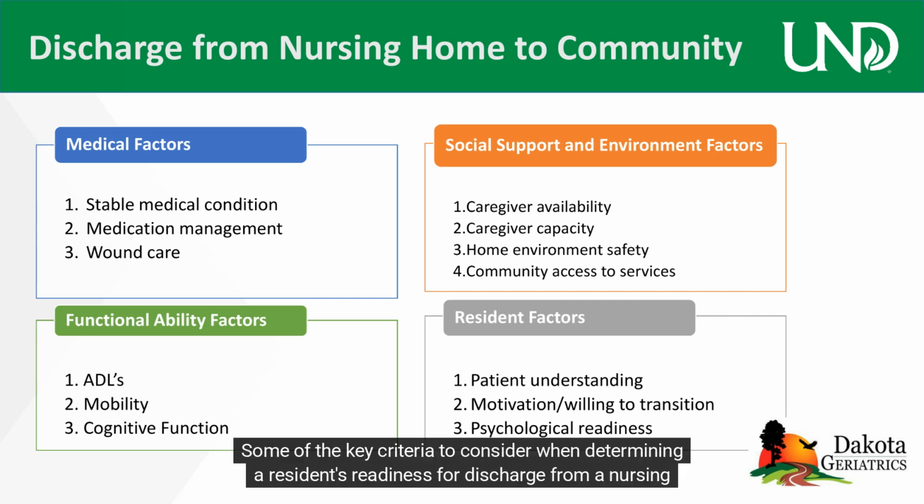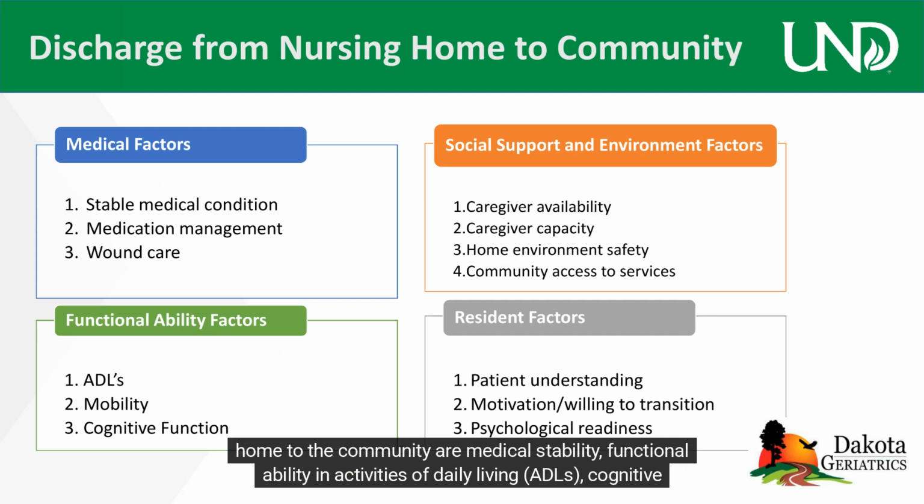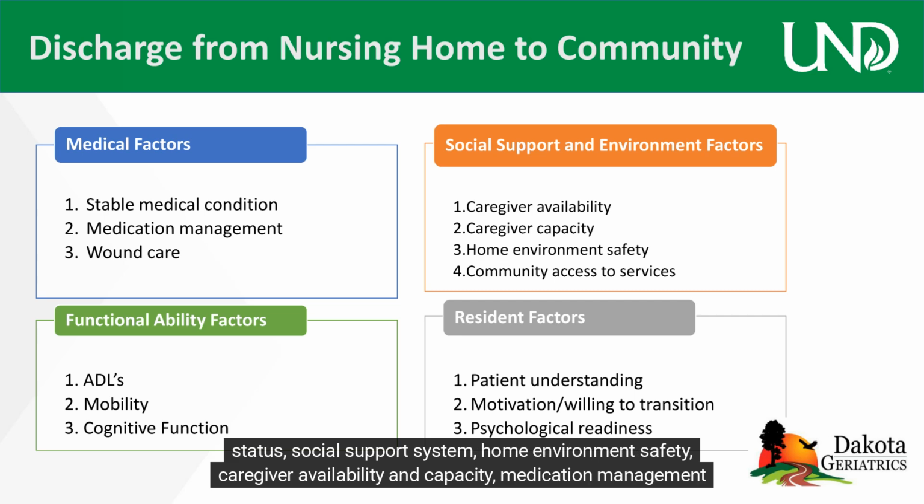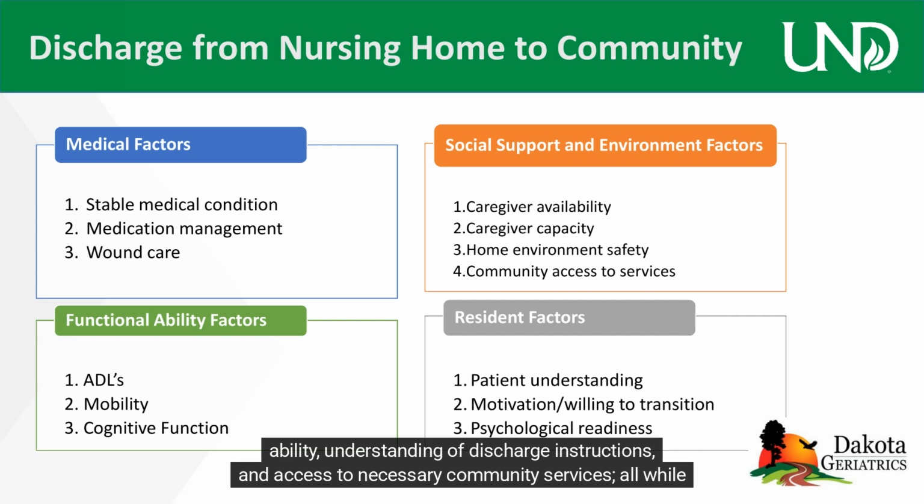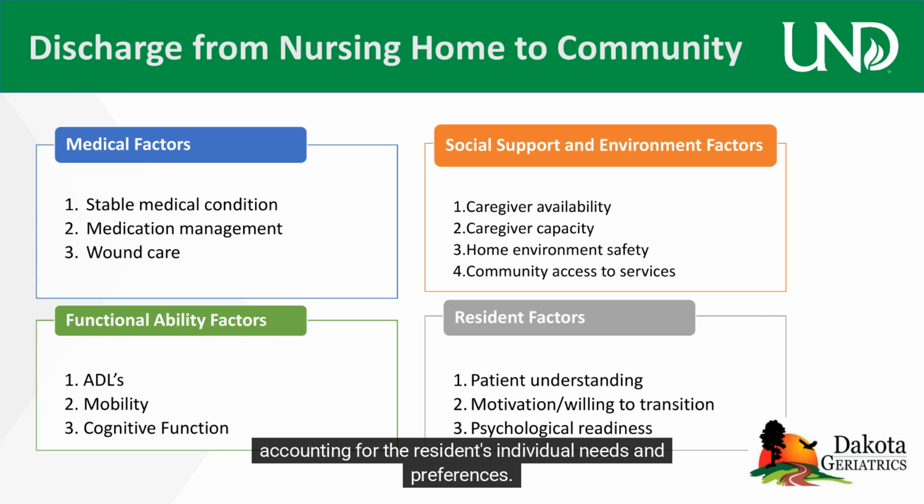Some of the key criteria to consider when determining a resident's readiness for discharge from a nursing home to the community are medical stability, functional ability in activities of daily living, ADLs, cognitive status, social support system, home environment safety, caregiver availability and capacity, medication management ability, understanding of discharge instructions, and access to necessary community services, all while accounting for the resident's individual needs and preferences.